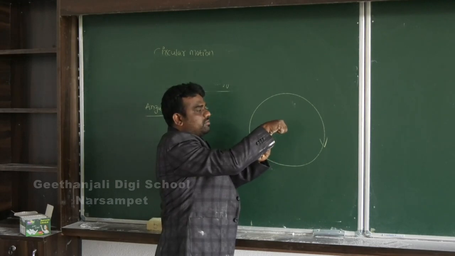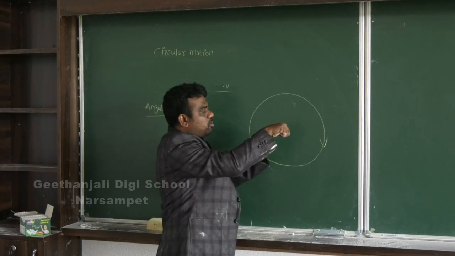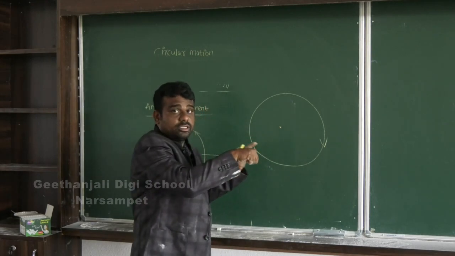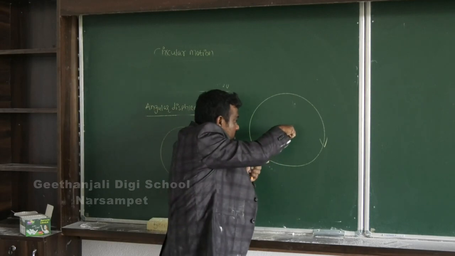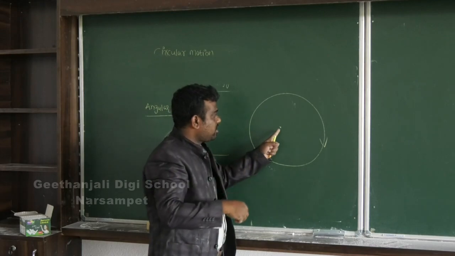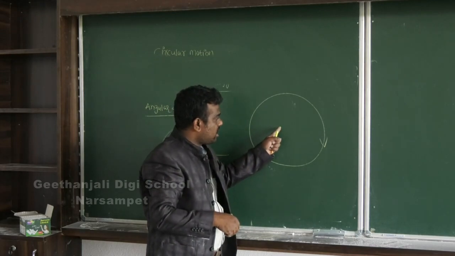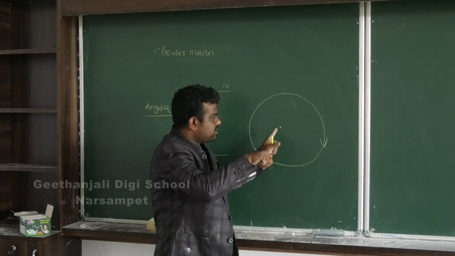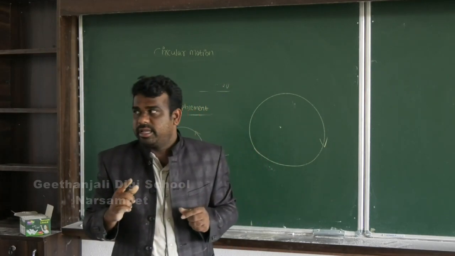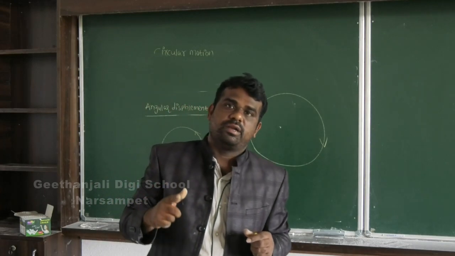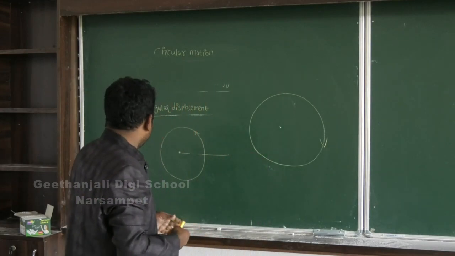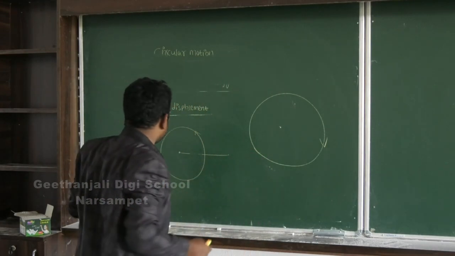What is the direction of this thumb? The thumb is pointing perpendicular to the plane of rotation. Also it is pointing into the board. Finally, the direction of angular displacement is along the axis of revolution. So this is called an axial vector. Clear? What is clear? The direction of angular displacement is perpendicular to the plane of rotation.